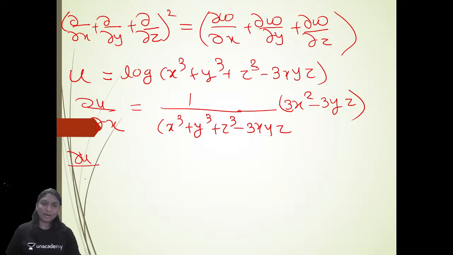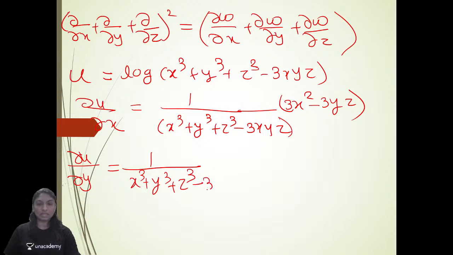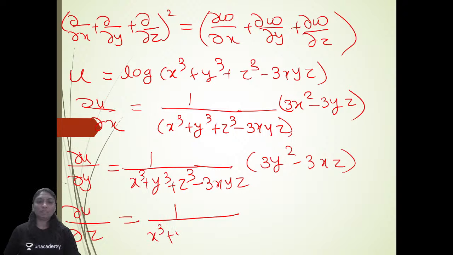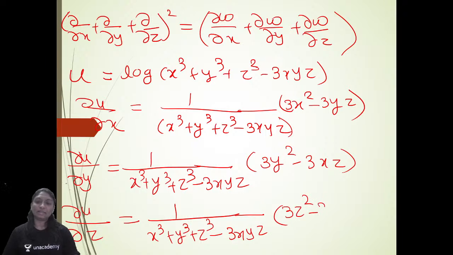Similarly, you will get ∂u/∂y. So ∂u/∂y is 1 upon x cube plus y cube plus z cube minus 3xyz into the derivative of this with respect to y. So you will get 3y square minus 3xz. Right? In exactly a similar way, you will get ∂u/∂z is equal to 1 upon x cube plus y cube plus z cube minus 3xyz into 3z square minus 3xy.